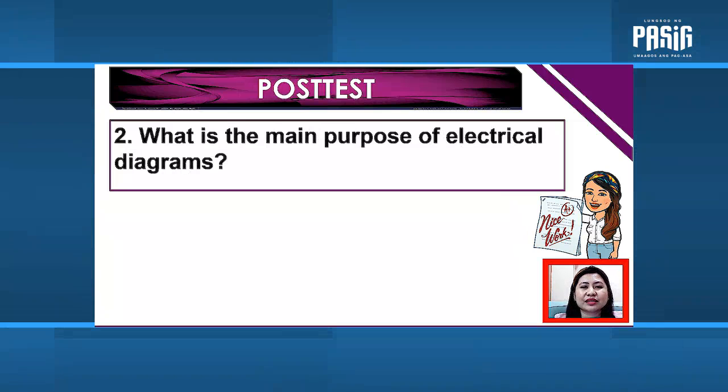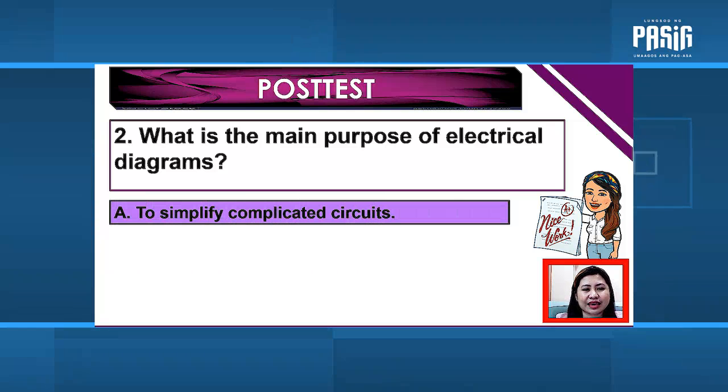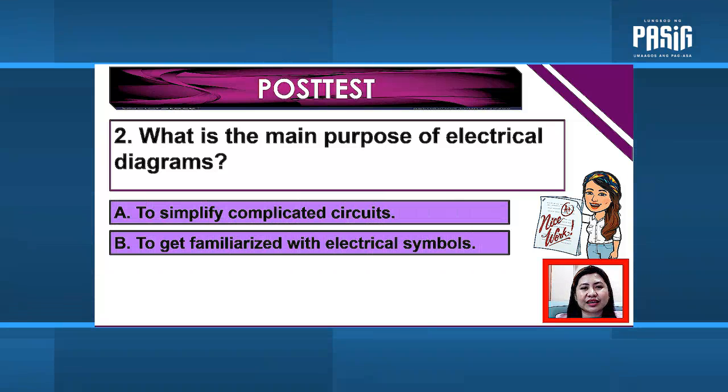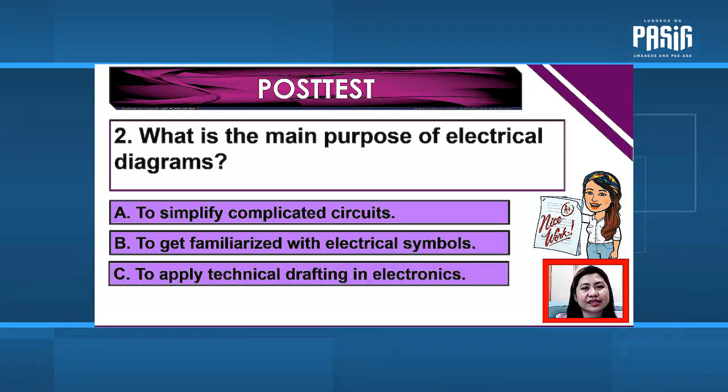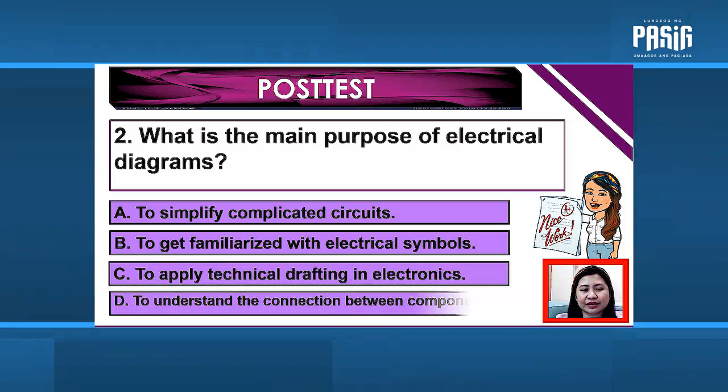2. What is the main purpose of electrical diagrams? A. To simplify complicated circuits. B. To get familiarized with electrical symbols. C. To apply technical drafting in electronics. D. To understand the connection between components.